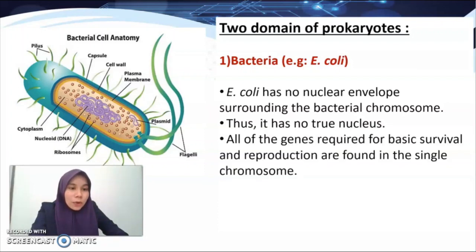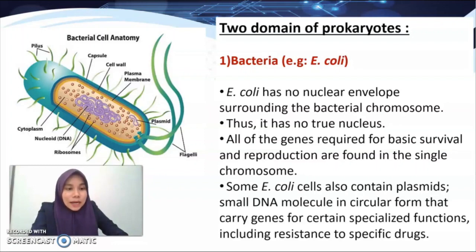All of the genes required for basic survival and reproduction are found in the single chromosome. Some E. coli cells also contain plasmid, which is a small DNA molecule in a circular form that carries genes for certain specialized function, including resistance to specific drugs.